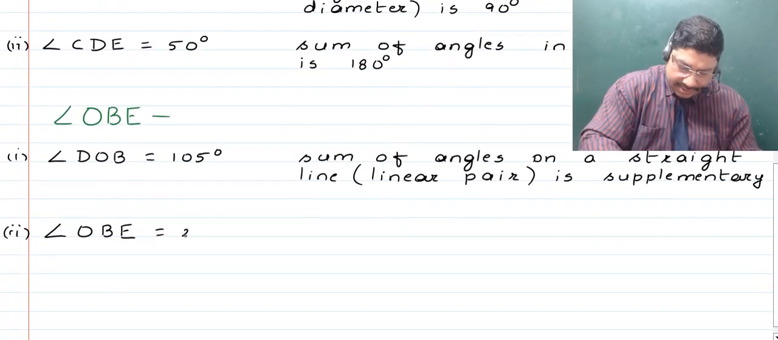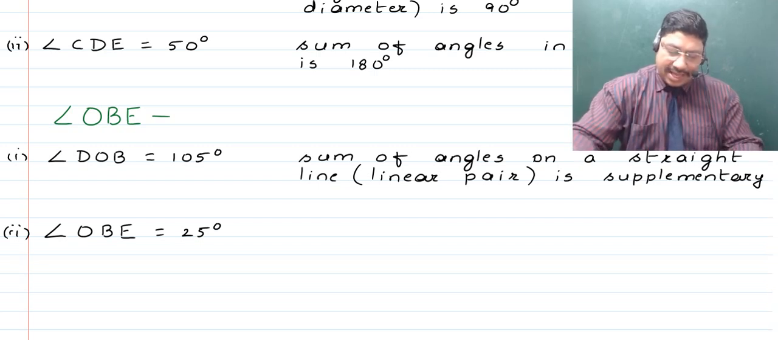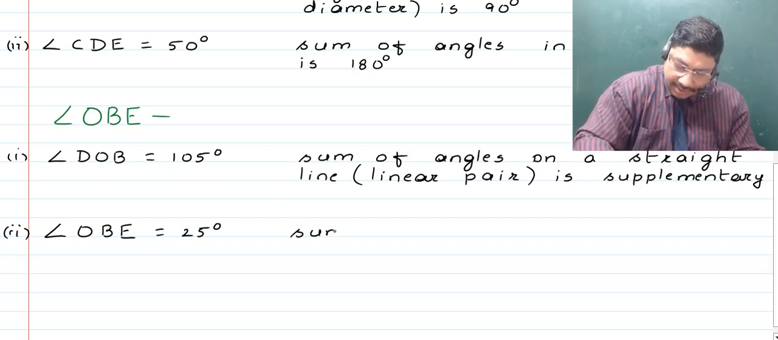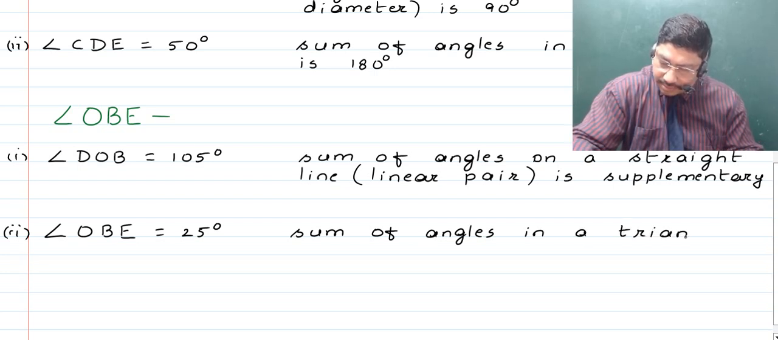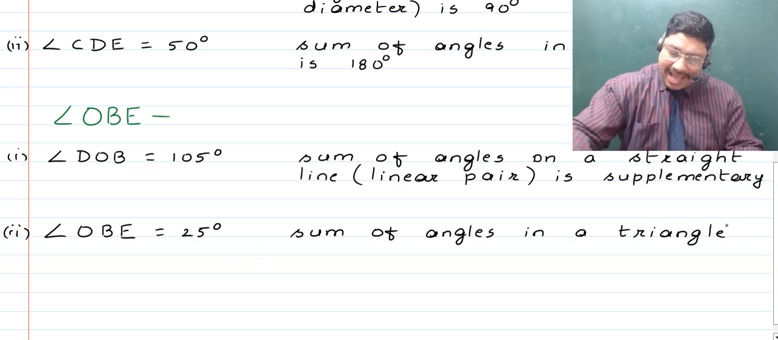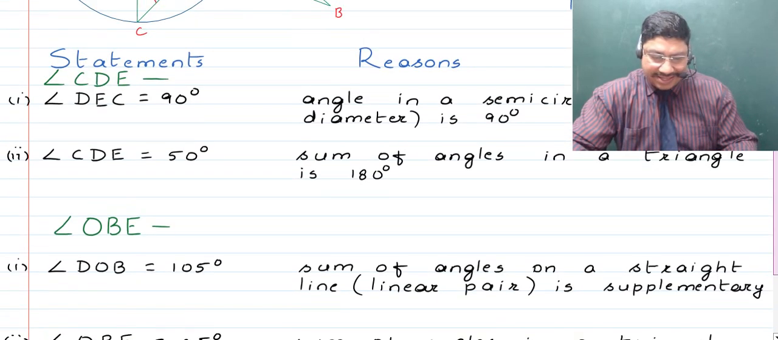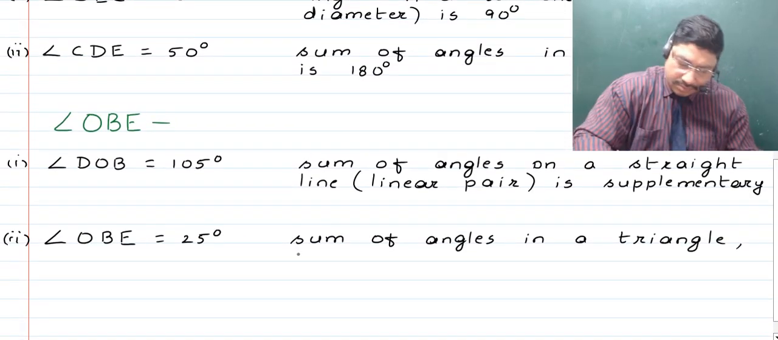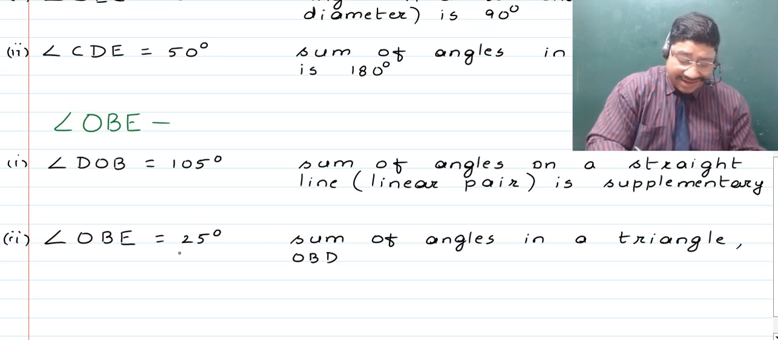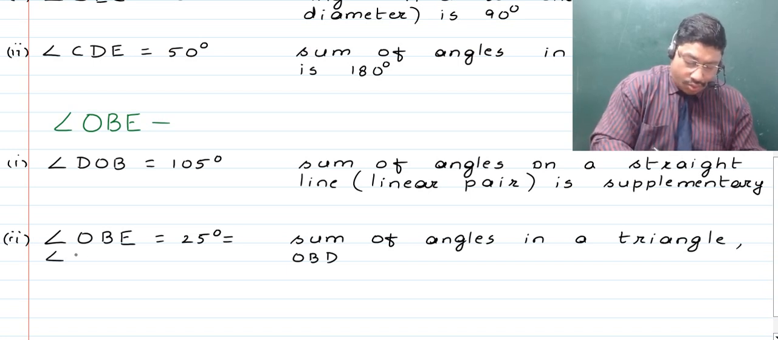25 degrees. And here you will say that again, sum of angles in a triangle, right? And you can also name the triangle for better clarity. The triangle that we've used is OBD, right? And for that matter, you can even write, for more clarity, this to be equal to angle OBD, right?